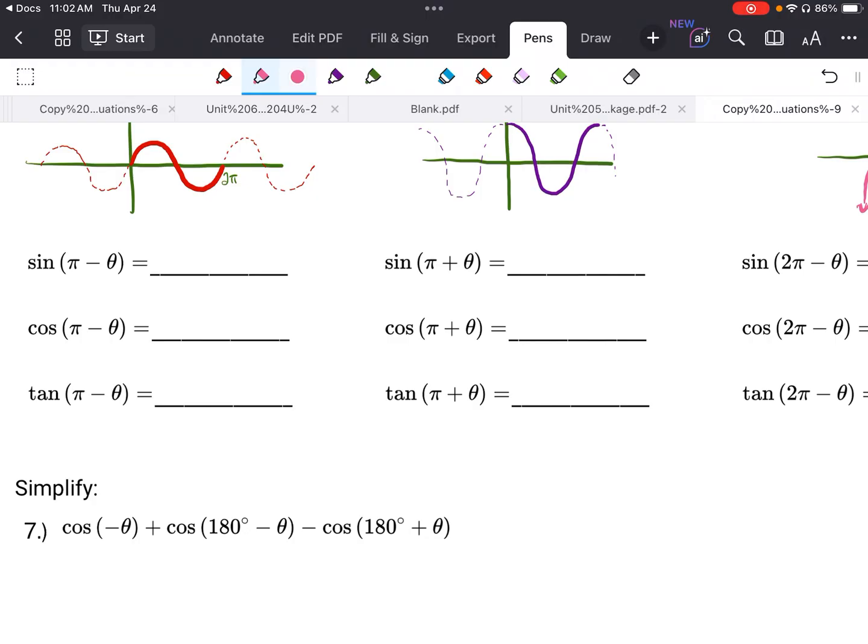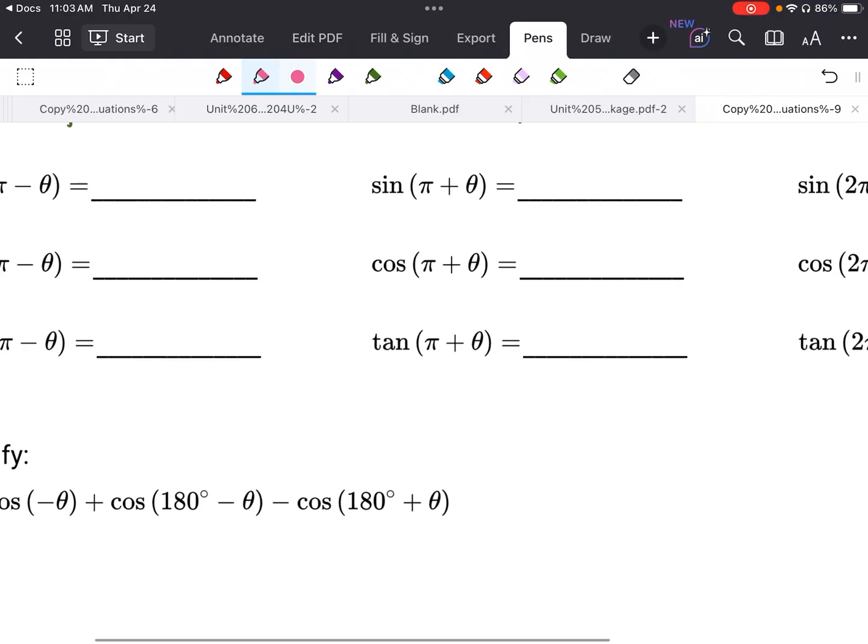Now we have all of these equations, like sine of pi take away theta, and we want to know if we're going to get a positive sine or a negative sine. Is it equal to positive sine or negative sine? For that, we're going to use the circle. Okay, we have a circle. Theta represents an acute angle.